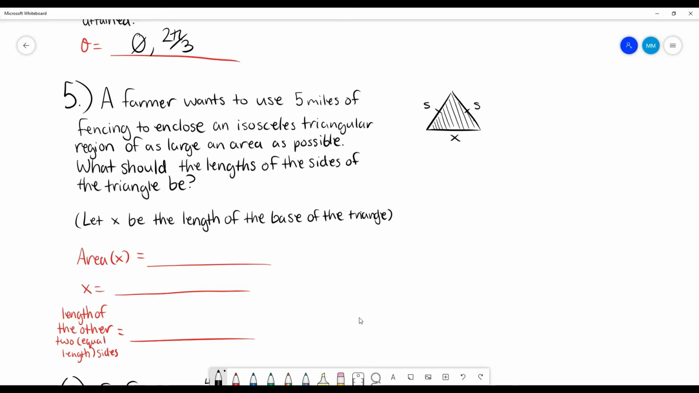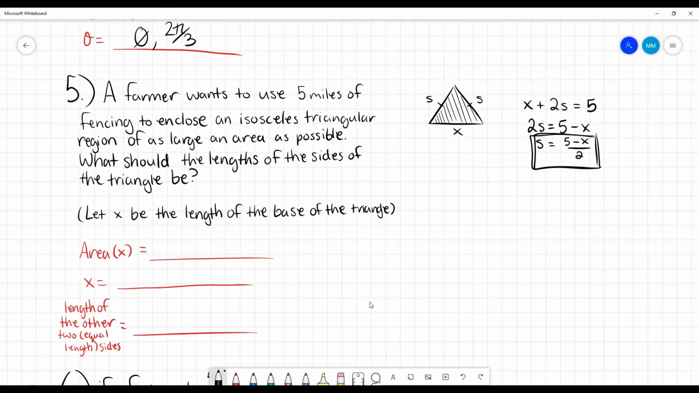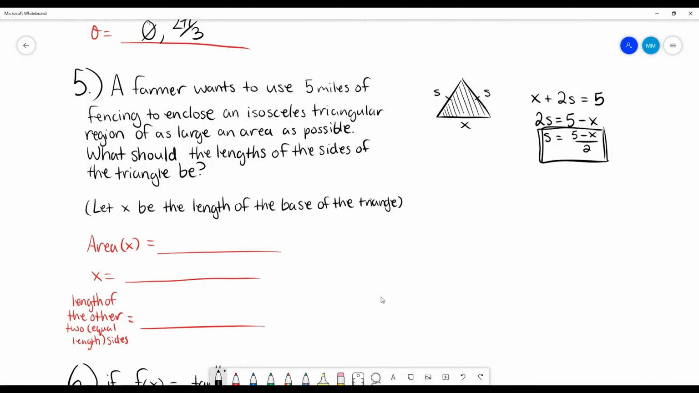So first, I know that the perimeter is going to equal 5 miles, right? So I know that all of these sides added up will be 5, so it's going to be x plus 2 times s equals 5. So let's put our s in terms of x. So I'm going to get 2s equals 5 minus x, right? So just move this over. And then s equals 5 minus x over 2. Okay, so that's a good start. Now, we can use that here in just a moment.